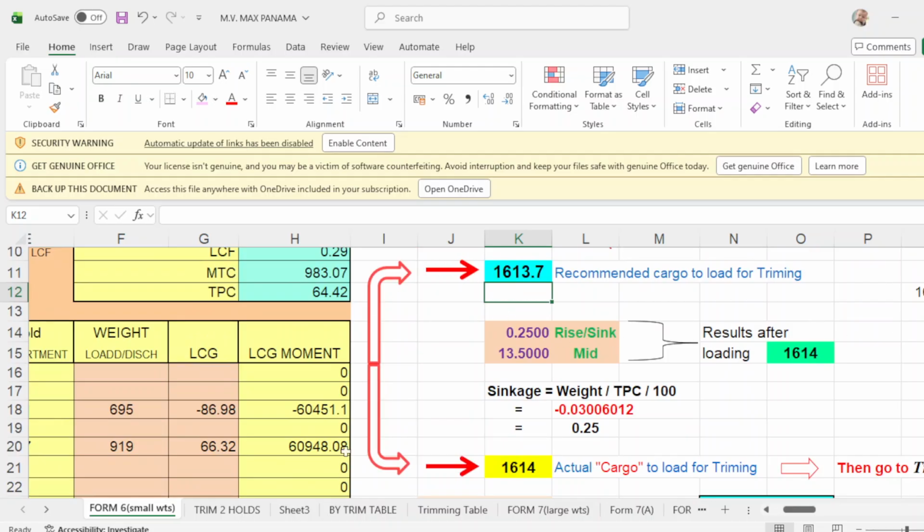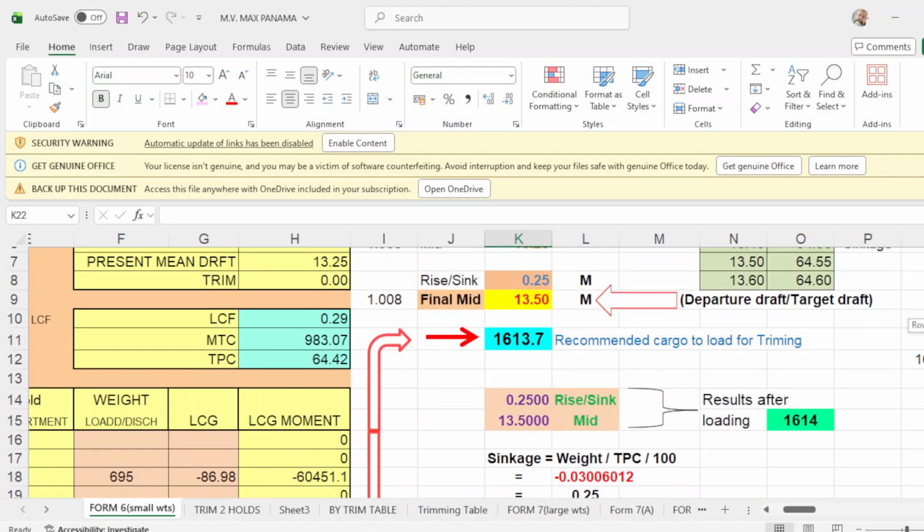And put it here. So just round it up. That will be 1614. Press enter. What happens if you load 1614? The results after loading 1614: look at the mid 13.5, which is exactly here, and your sinkage is 0.25, which is exactly this one.